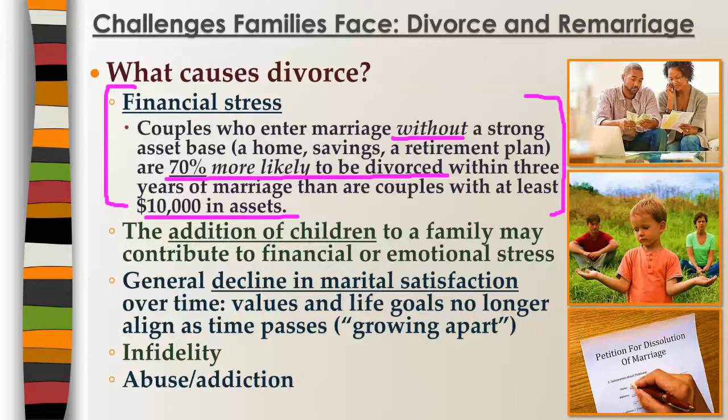Also, the addition of children adds certainly to more financial stress and maybe emotional stress as well. So some couples get divorced within a couple years after they have children. There's also a general decline in marital satisfaction over time, studies show. Going back to our no-fault divorces, right? Life goals, values no longer align as time passes. People grow apart. Irreconcilable differences. And then other reasons like infidelity, cheating, or abuse or an addiction.